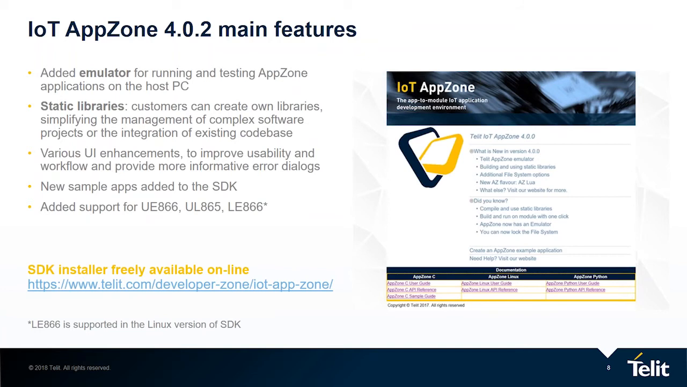So the current official version of AppZone is the 4.02, which we distributed earlier this year. In this release, we have introduced some new features like the support for emulator and the support of static libraries. So this will simplify the management of more complex software projects. And various enhancements also to the UI, along with the new platforms that we keep adding as we come up with new modules in our portfolio.